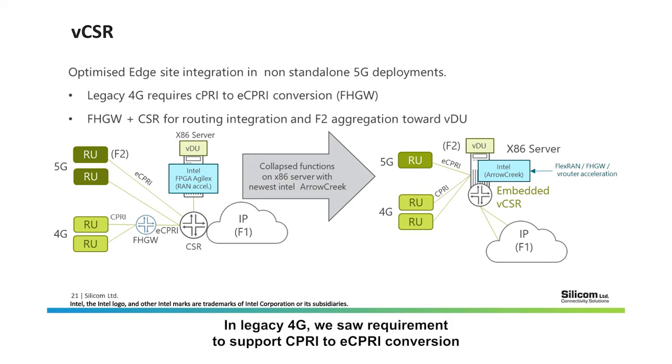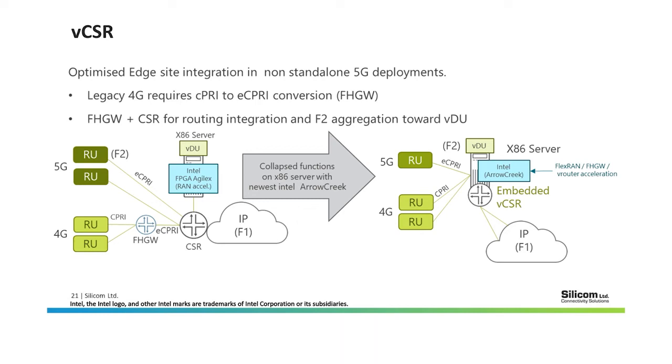In legacy 4G, we saw a requirement to support CPRI to eCPRI conversion in appliances known as fronthaul gateways. Fronthaul gateways and CSR for routing integration and F2 aggregation towards the vDU is a requirement we see today in brownfield deployments.